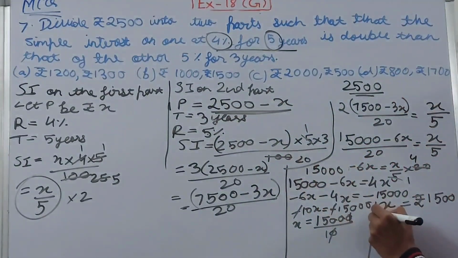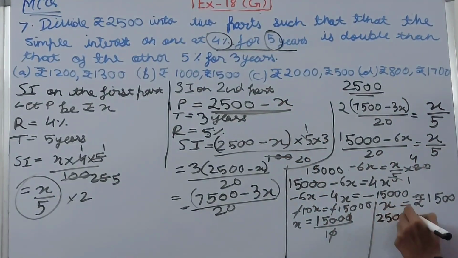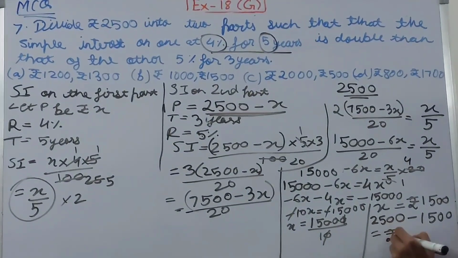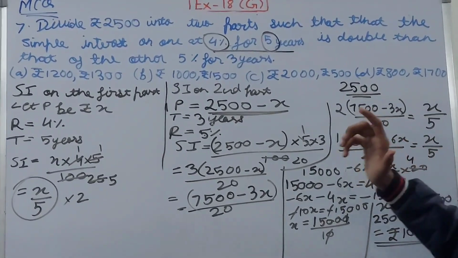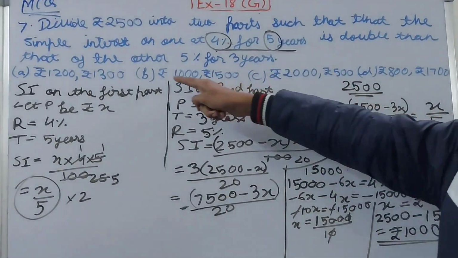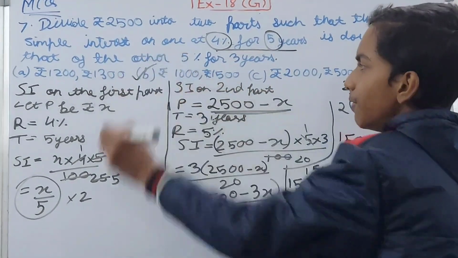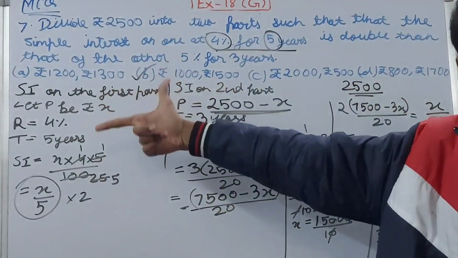So basically this becomes 2500 minus x. So 2500 minus 1500, right? So subtract it, and what do we get here? Rupees 1000. So do we have it in the options? Yes, this one. Option B is 1000 and 1500. So we take this, it's the correct option.